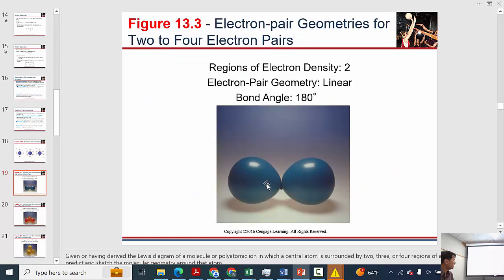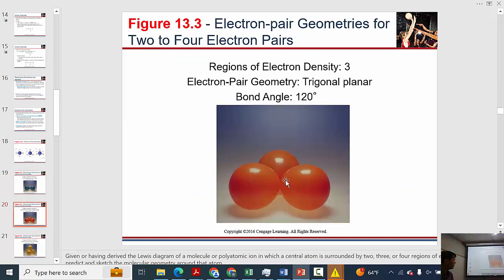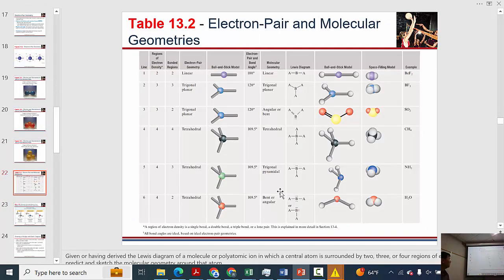All right, so this is linear with 2 balloons. This is trigonal planar with 3 balloons. For linear, the only molecular geometry we have is linear. And we have a 180-degree angle. For trigonal planar, there are 2 molecular geometries. So this is showing the 2 molecular geometries. And 2 molecular geometries are going to be based on how many bonded atoms there are.